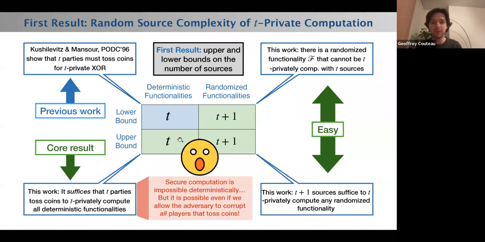So I want to let a minute to let this sink in, because it should be surprising. What I'm saying is, we know that secure computation is impossible if the parties are deterministic, but here I'm claiming that secure computation for all deterministic functionalities becomes feasible, even in a world where the adversary could potentially corrupt all the parties who can toss random coins. So somehow it's possible to do secure computation with a randomness that could potentially be entirely seen by the adversary. And I don't know about you, but to me, it really sounds surprising at first sight. So that's our first result.